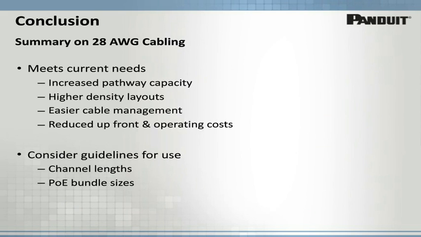So, in conclusion, on 28 gauge cabling, we feel, and much of the market seems to feel, that it is an exciting new area in copper patch cabling that can provide immediate help with current needs, like increasing pathway capacities, achieving higher density layouts, getting easier cable management, and ultimately reducing both initial and operating costs in the TR or data center. Just remember to keep those guidelines and channel lengths and PoE bundle sizes in mind, and happy cabling.